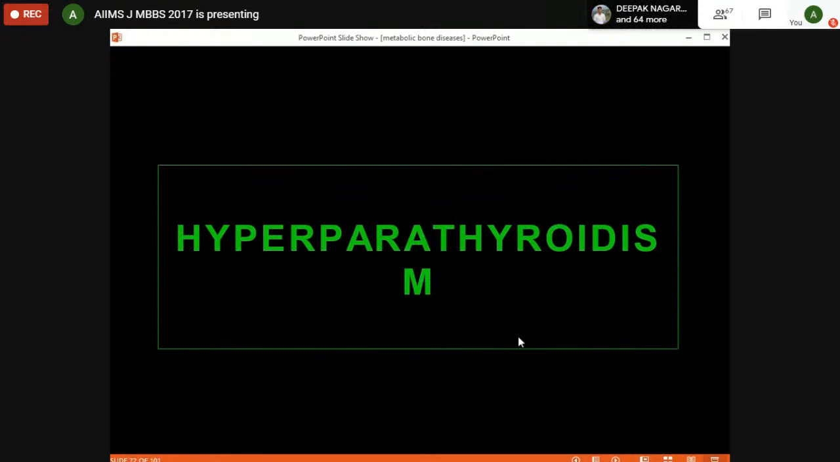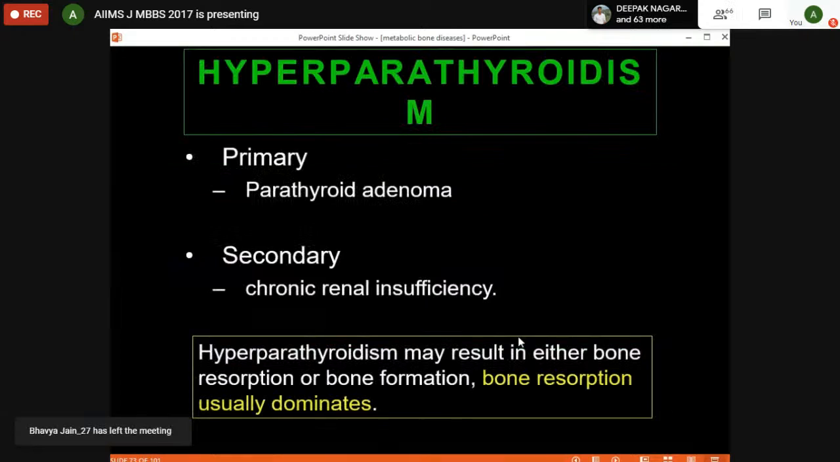Now we will talk about hyperparathyroidism. This can be due to primary causes as well as secondary causes. The primary cause is parathyroid adenoma and the secondary cause is chronic renal insufficiency. So hyperparathyroidism may result in either bone resorption or bone formation. Bone resorption usually dominates.